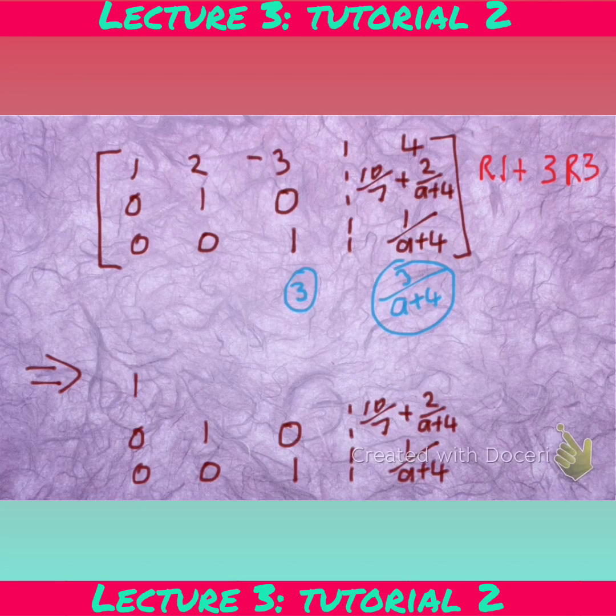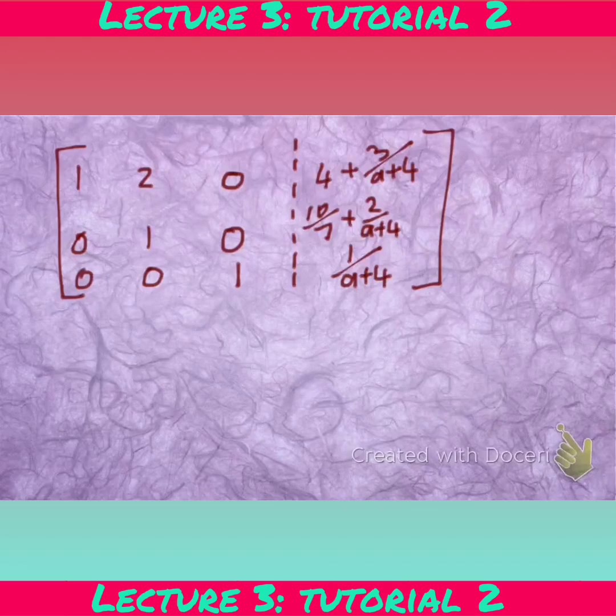So the first entry that's going to change in the first row is the term 3 plus minus 3, which is 0. And then the last entry in the first row is going to become 4 plus 3 over a plus 4. Okay, so that's my new matrix.